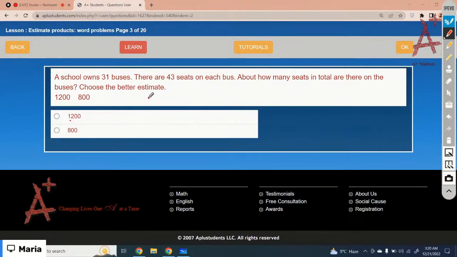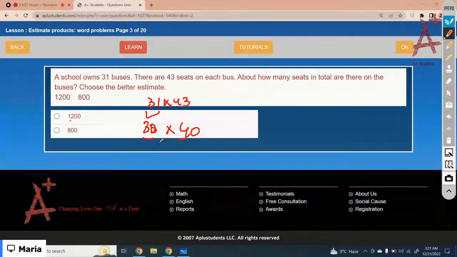Got it? First, you have to round them off, and then you have to multiply. So 31 is rounded off to 30, because the digit right next to 3 is 1. 1 is less than 5. Got it? Same is the case with 43. It is rounded off to 40, because the 4 is at the tens position, and the digit right next to 4 is 3. So it would be rounded off to 40. Got it?